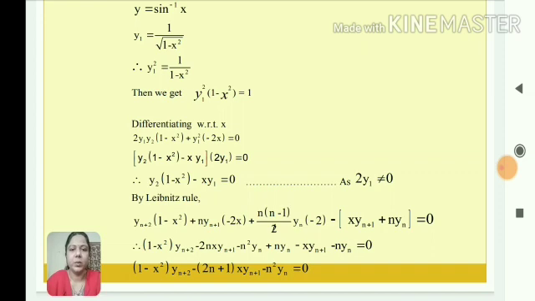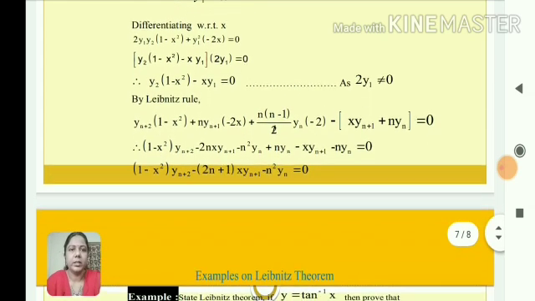If y is equal to sine inverse x, we'll find the first derivative, which is y1 is equal to 1 upon square root of 1 minus x square. Squaring on both sides, we get y1 square is equal to 1 upon 1 minus x square. Then we multiply y1 square and 1 minus x square, so it is equal to 1. So y1 square into (1 minus x square) is equal to 1. We get the equation here.